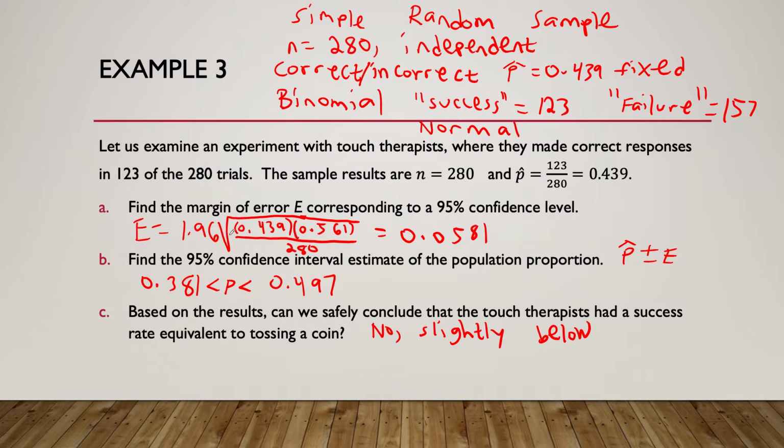For the margin of error, E corresponds to the 95% confidence level. Taking 1.96 times the square root of 0.439 times 0.561 divided by 280, we get a value of about 0.0581. For the 95% confidence interval, then, we took the p-hat value of 0.439 and added and subtracted 0.0581 for the margin of error to get 0.381 and 0.497 for the lower and upper bounds. But since we want to know if we can safely conclude that the touch therapists had a success rate equivalent to tossing a coin, both of these are less than a half, so that's a no.